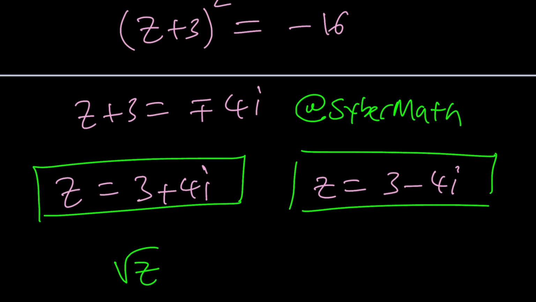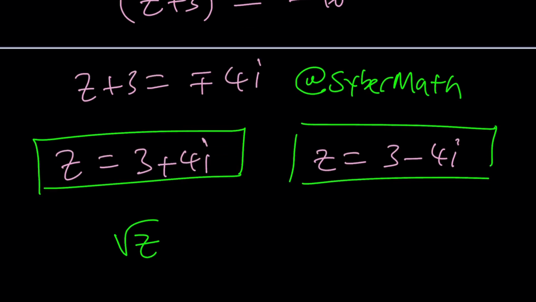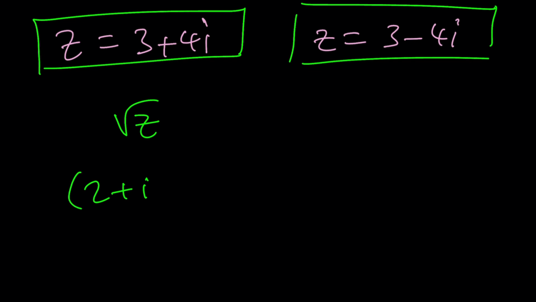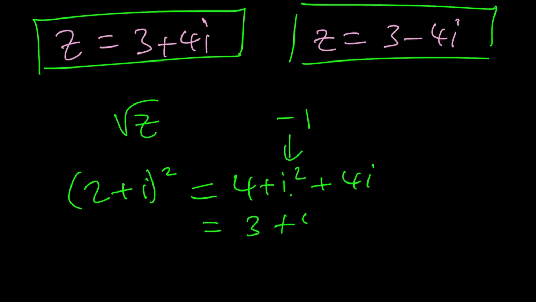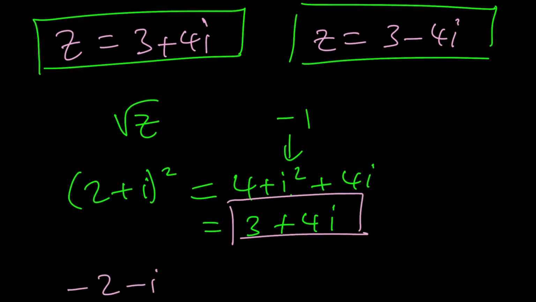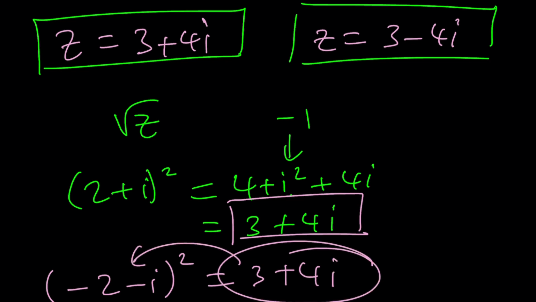So what is the principal square root? We said that a complex number has 2 square roots. Why? Let's think about it. Take 2 plus i, right? There's a reason why I pick it. It's 4 plus i squared plus 4i, where i squared is negative 1. Don't ever forget that, please. 3 plus 4i. Uh-oh, that was definitely on purpose. I knew that. So 2 plus i squared gives us 3 plus 4i. But if you square negative 2 minus i, you still get 3 plus 4i. So this number has 2 square roots, but only one of them, the one with the positive real part, is considered the principal square root of that number.